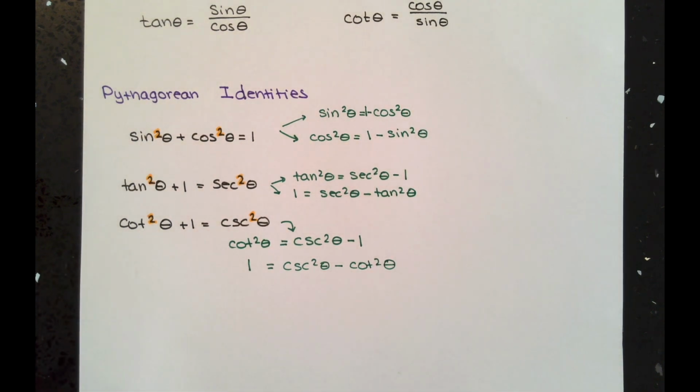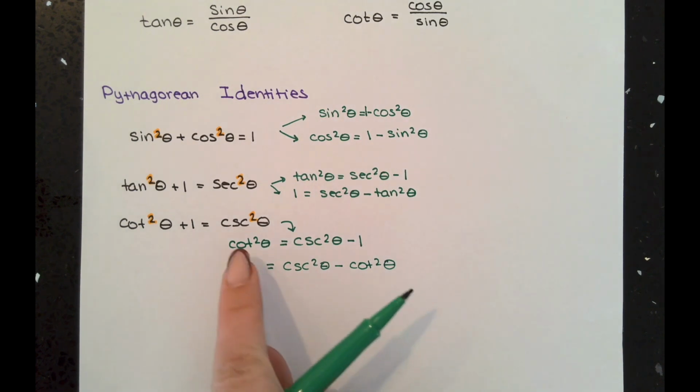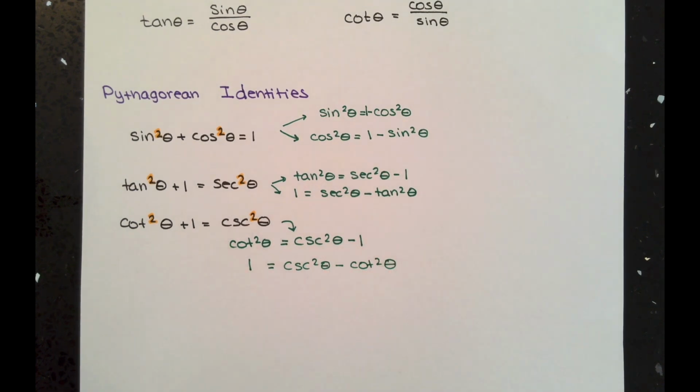Now this is not the only way that you can rearrange it. We can also leave things negative. For example, I can have a negative cotangent and rearrange these. So there's many different ways to rearrange them. Don't think that you're limited to just these. Okay. So why do we need them?